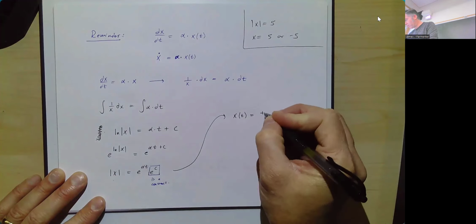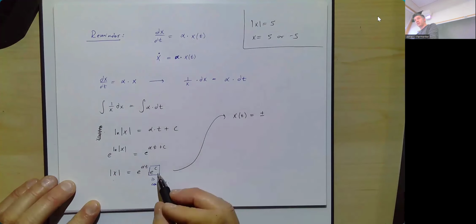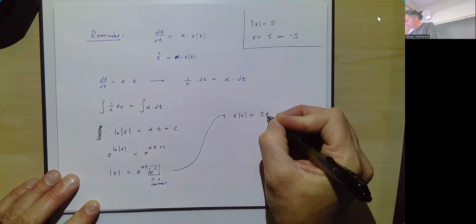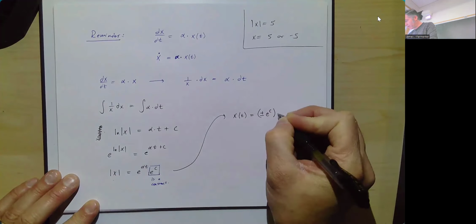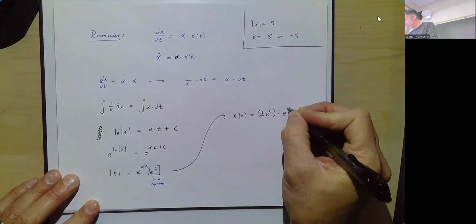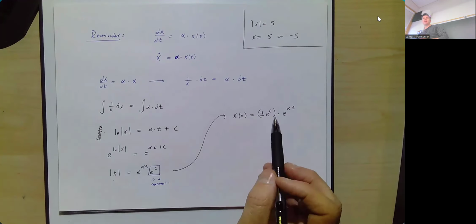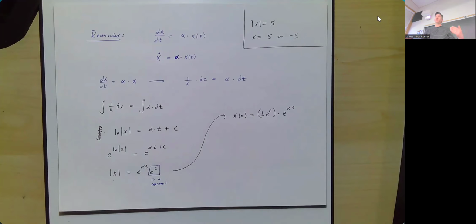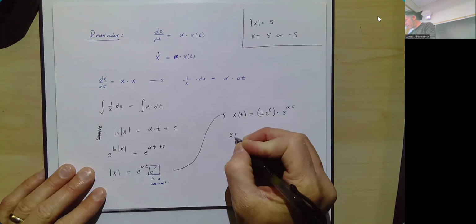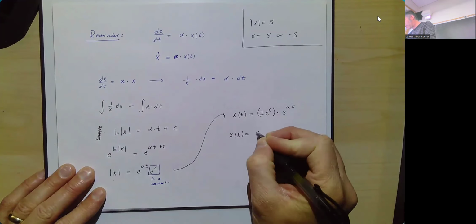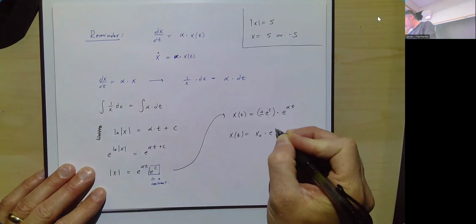equal to plus or minus, and watch how I write this. I'm going to put the e to the c first. So plus or minus e to the c times e to the alpha t. And now I'm going to say that plus or minus e to the c is just some constant. It's our initial value. I'm going to call it x naught. So that x of t is equal to x naught times e to the alpha t.